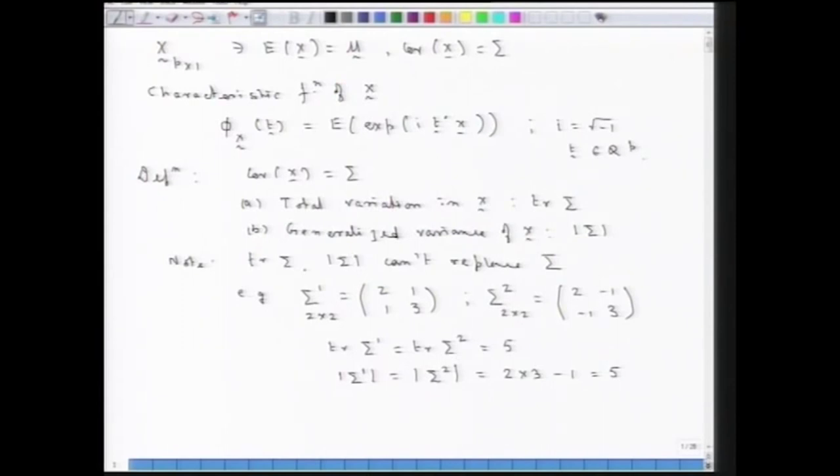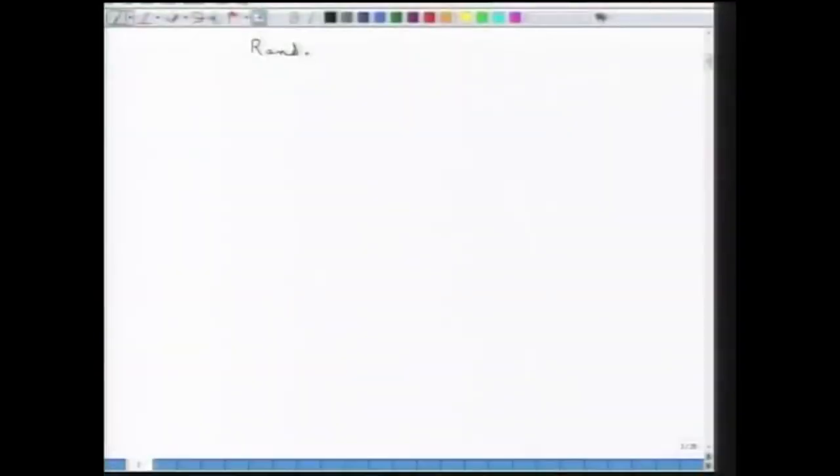However, the condensation that one gets is of interest at times. Now, let us move into an important concept, which is random sampling for multivariate distributions, or rather random sampling from multivariate distributions.